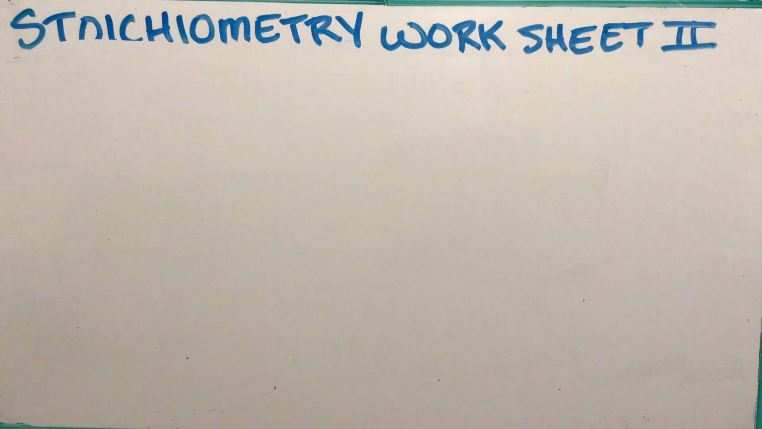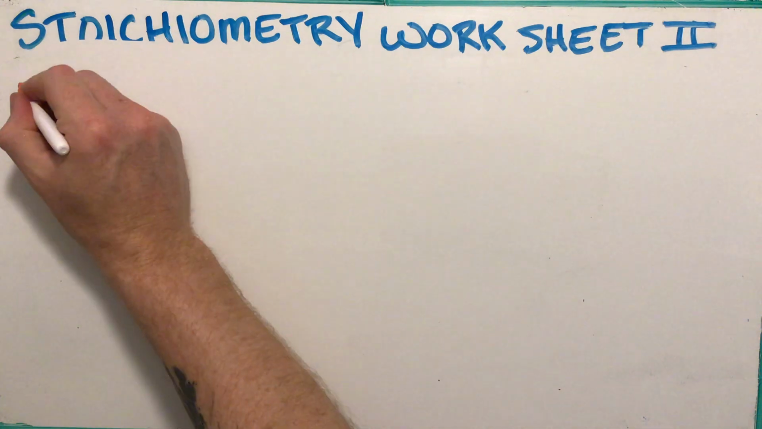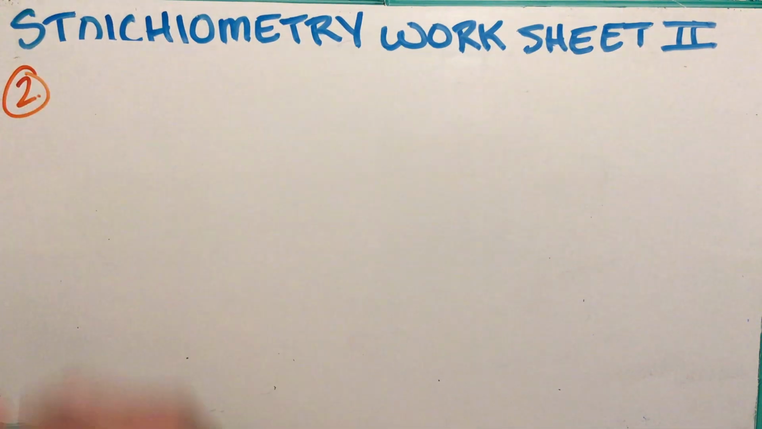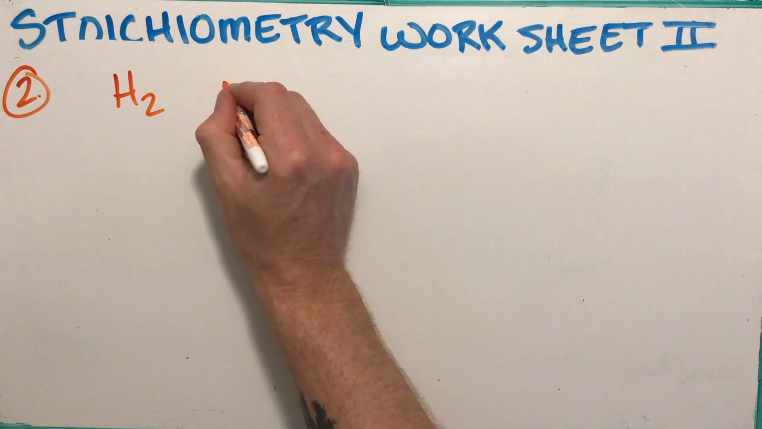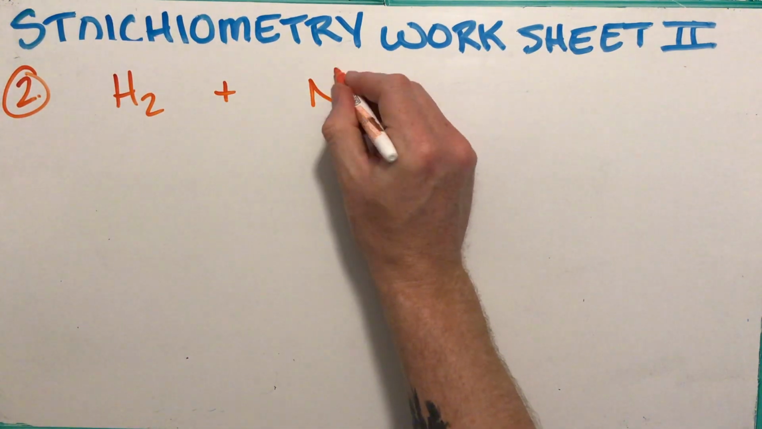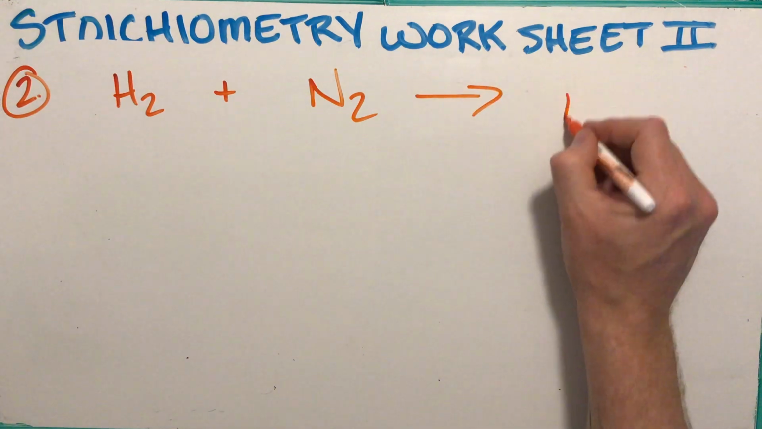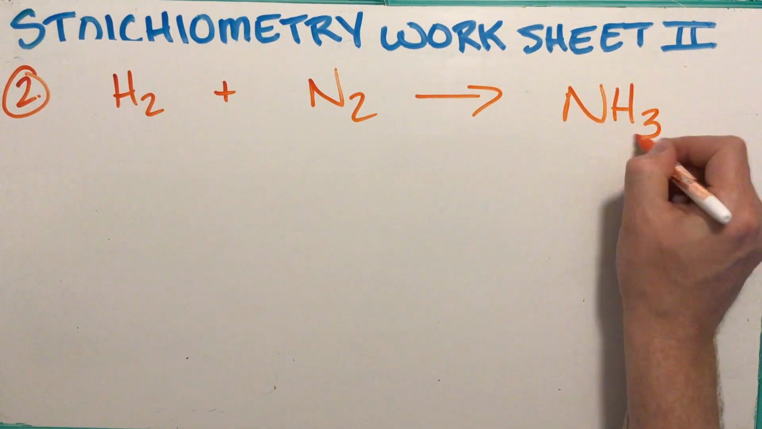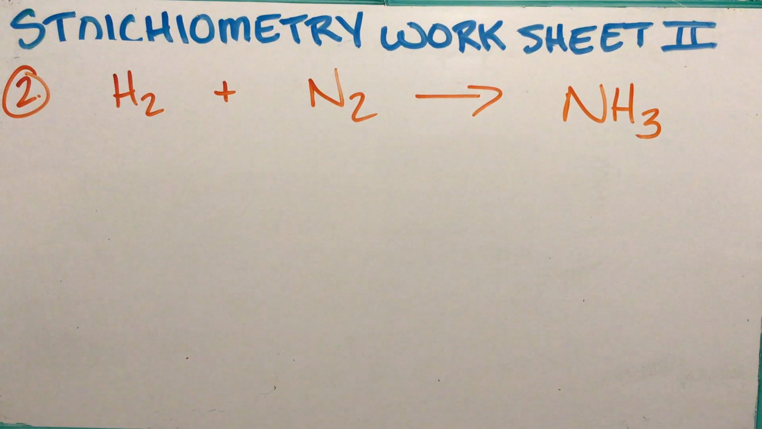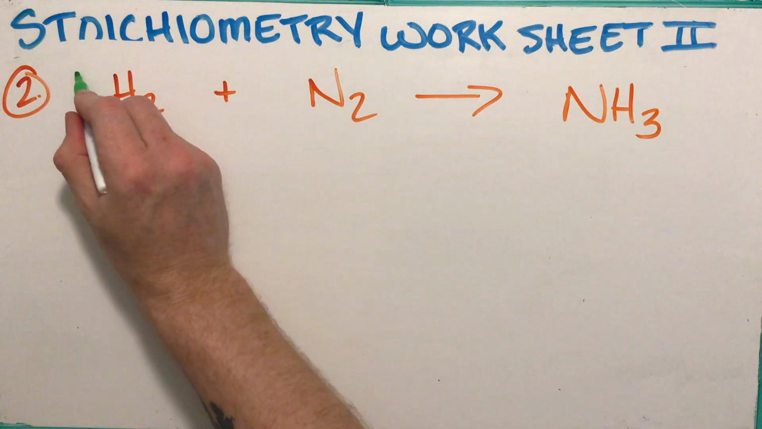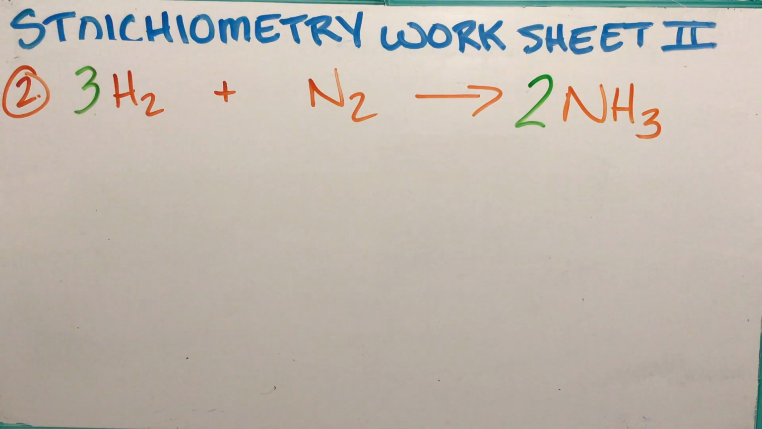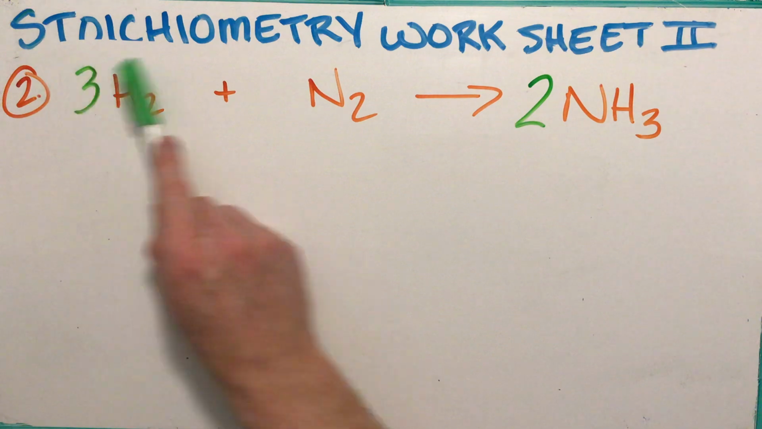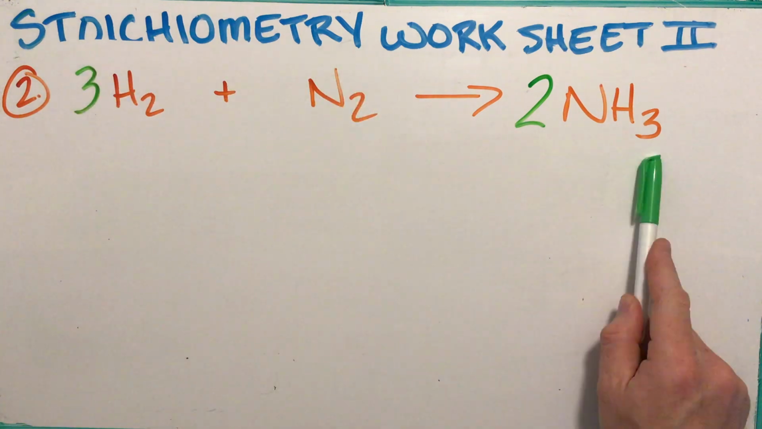Question number 2 has the synthesis of ammonia involved with it. And if I balance that out, there'll be a 3 here and a 2 there. Again, the number one thing that I need before I can do any stoichiometry, which is the study of recipes in chemistry, is the recipe.